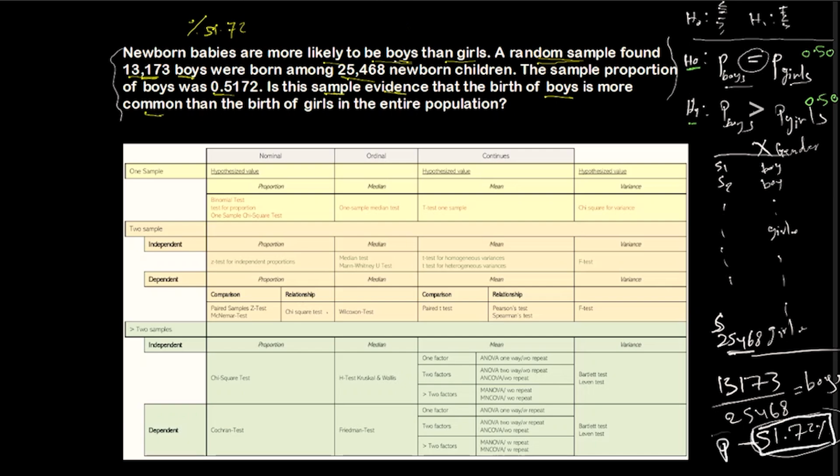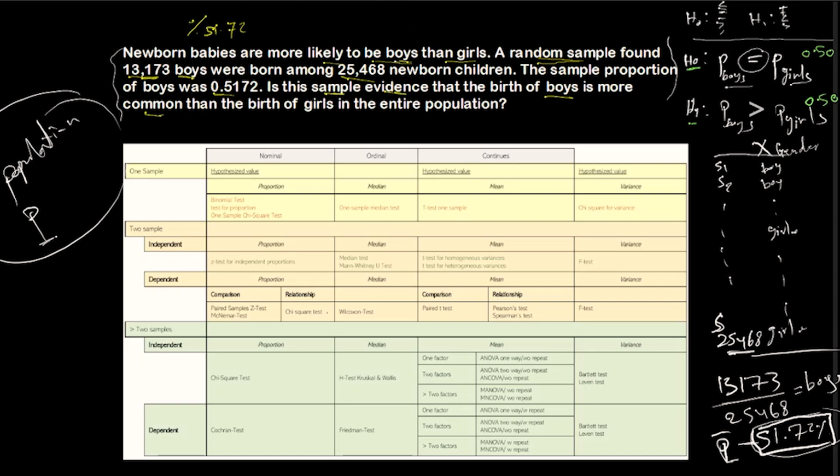Now, this is my p hat. But in the larger population, the real p of boys in that population, because this is p hat from this sample. Now, to do that, I want to choose the test after I finish my research and I found my statistics, and this is my descriptive model.